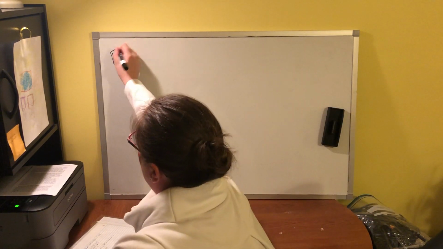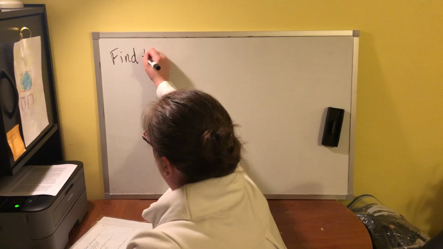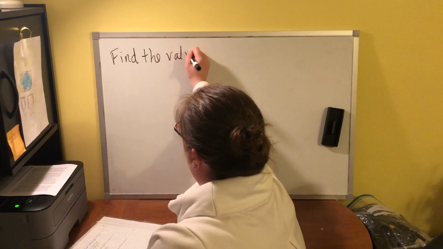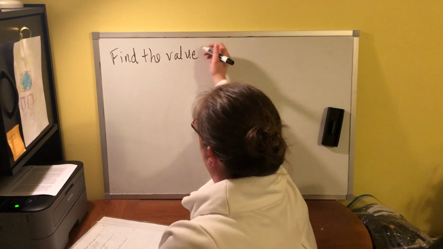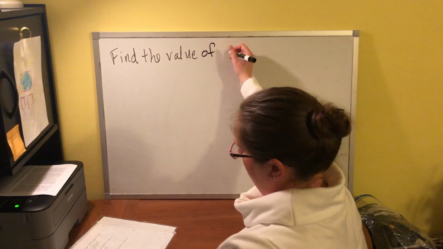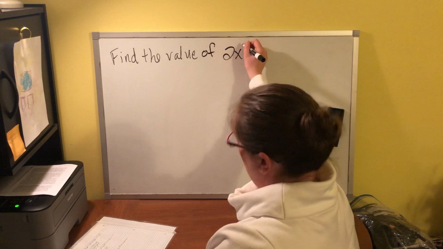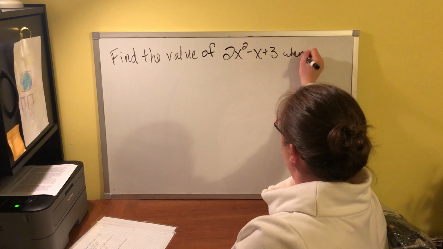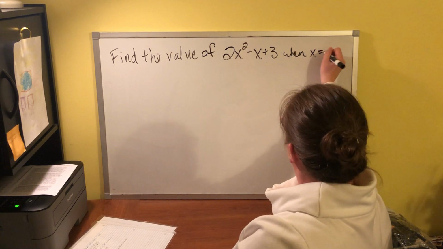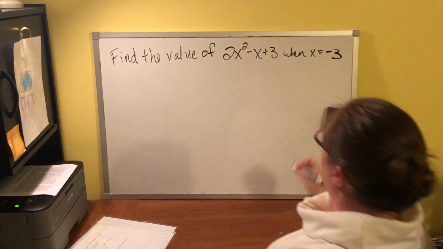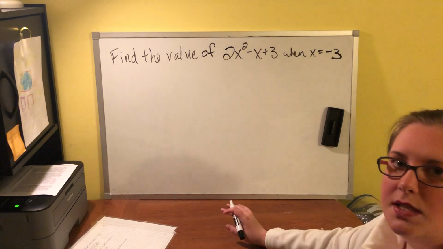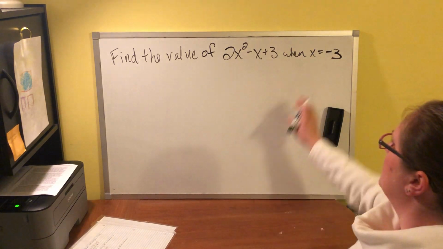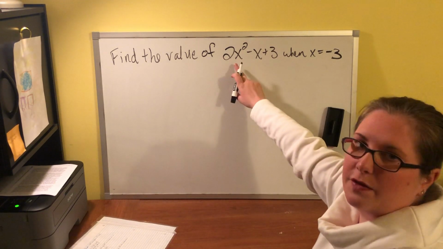All right, so they're going to tell you to find the value of 2x squared minus x plus 3 when x is negative 3. So we dealt with substitution before. So we're going to substitute negative 3 in for the variables, right?